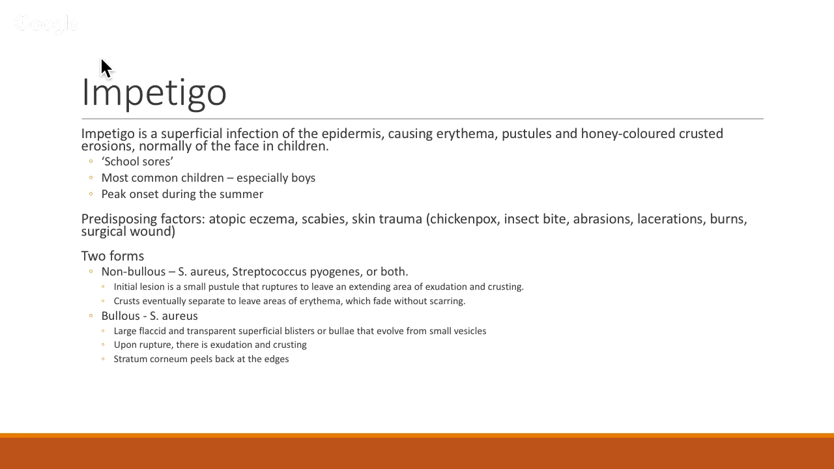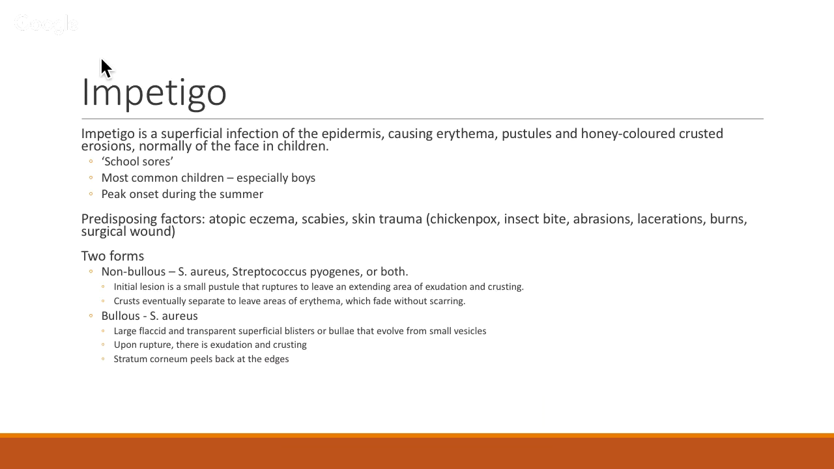But the way to differentiate it is how deep the infection is, whether it's just confined to the epidermis, whether it goes down to the dermis, or whether it actually invades the subcutaneous tissues as well. So with impetigo, it's quite superficial. You get these honey-crusted lesions, also known as school sores, which you can use in your GP stations to explain to parents, and most commonly occurring in children, especially boys, and peak onset during the summer, so in hotter conditions.